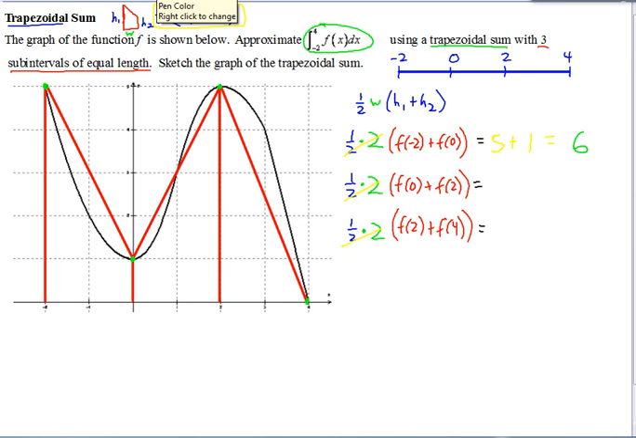And then f of 0 we know is 1, plus f of 2 is 5. There's the second trapezoid, also 6. You can see why that is. These are just mirror reflections of each other. And then f of 2 is 5, plus f of 4 is 0. So you can see the area of this one would just be 5.